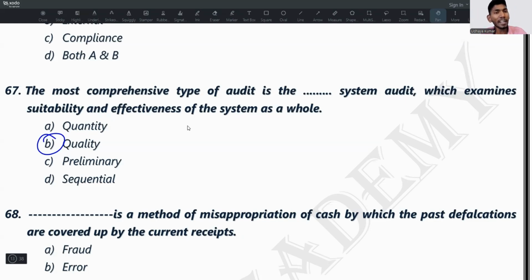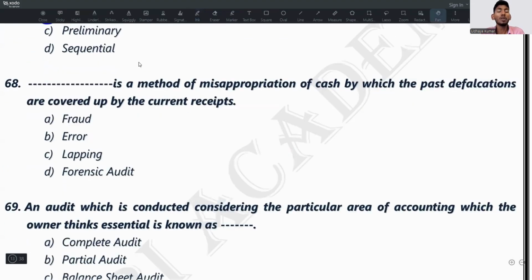So, okay, whereas quantity audit is not a recognized term in auditing. Okay, and preliminary audit refers to the initial assessment and it's not comprehensive. It is an initial assessment. And sequential audit refers to audits conducted in stages or steps, okay, but not necessarily as a comprehensive complete system audit. Okay, so the right answer is quality. Okay, quality system audit. Okay, moving to the question number 68.